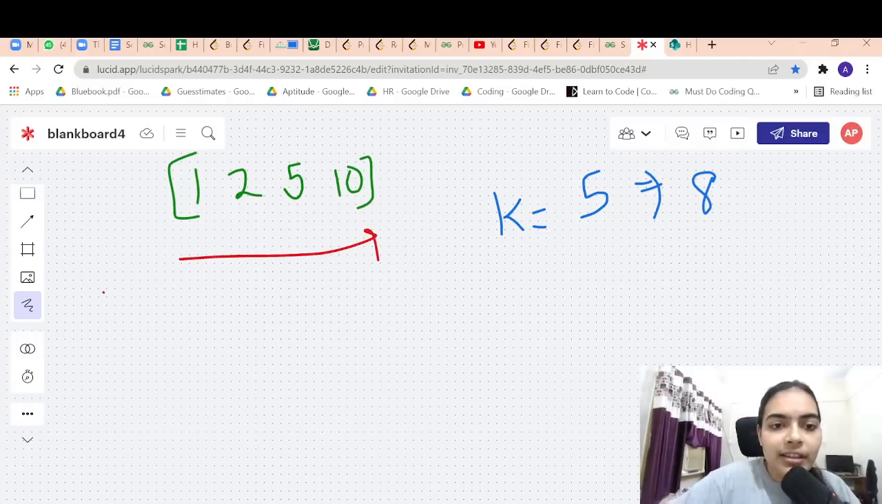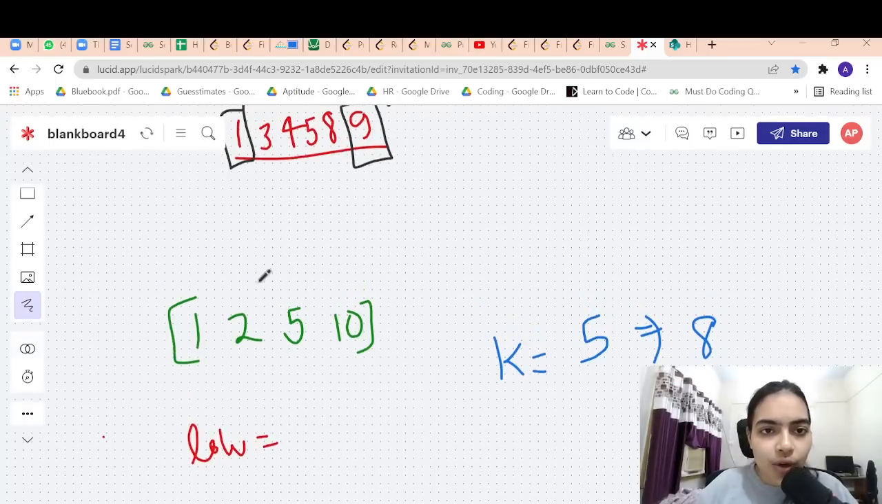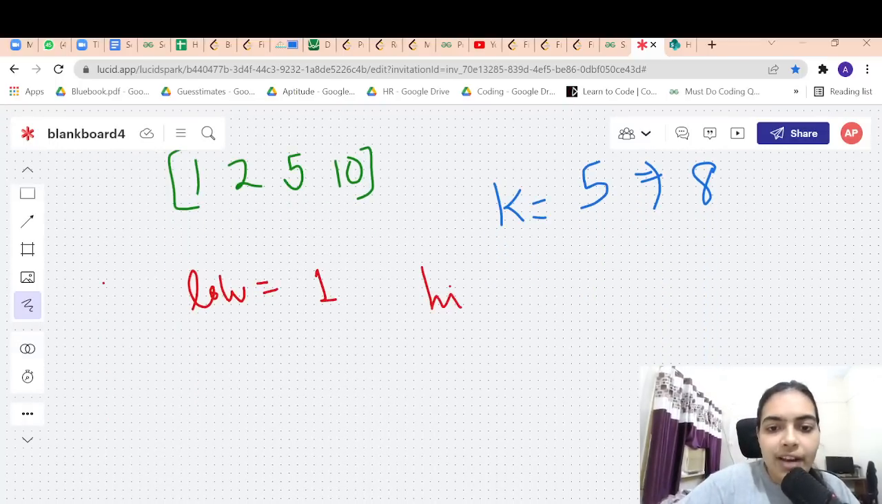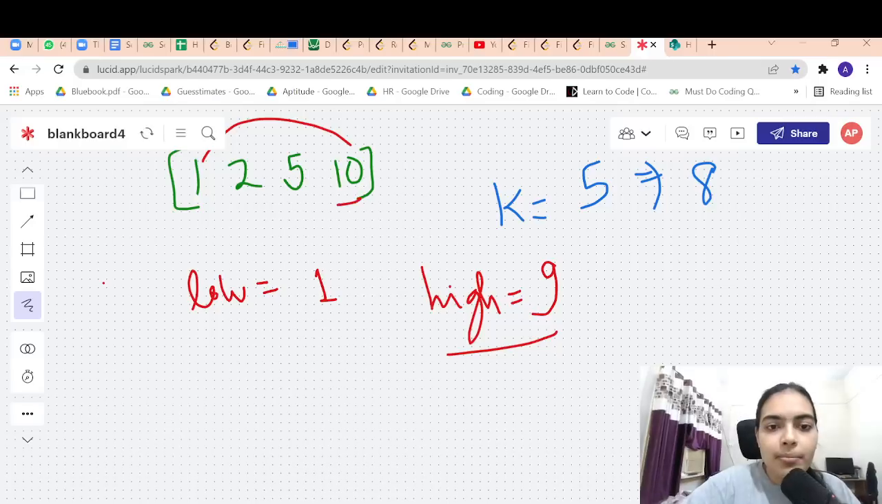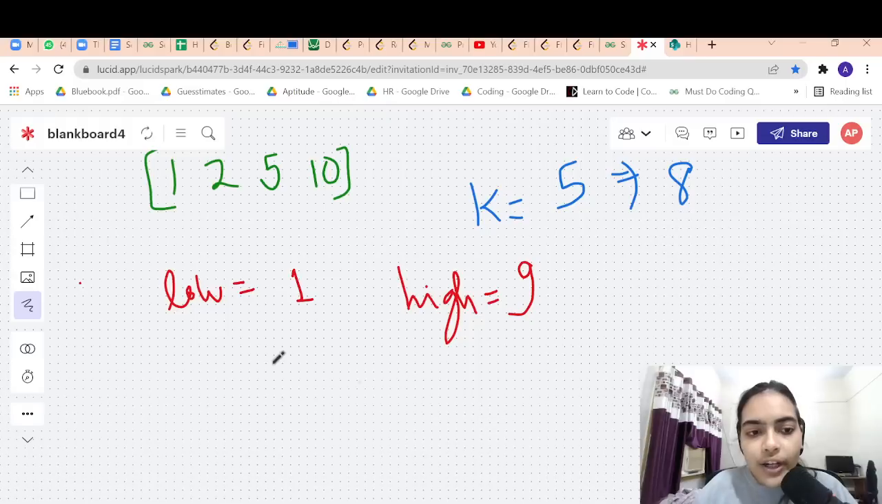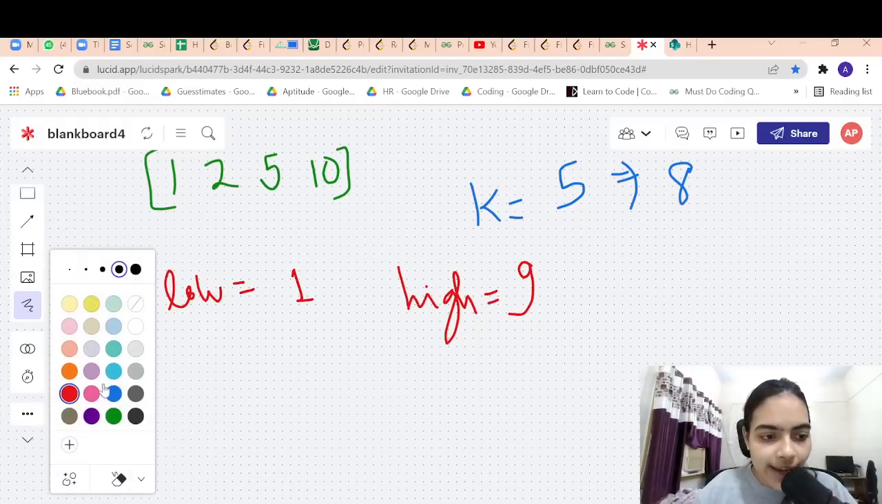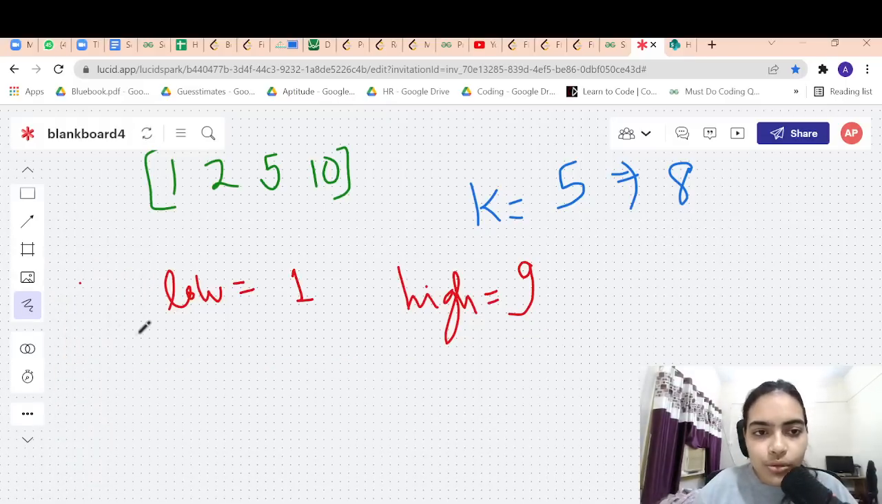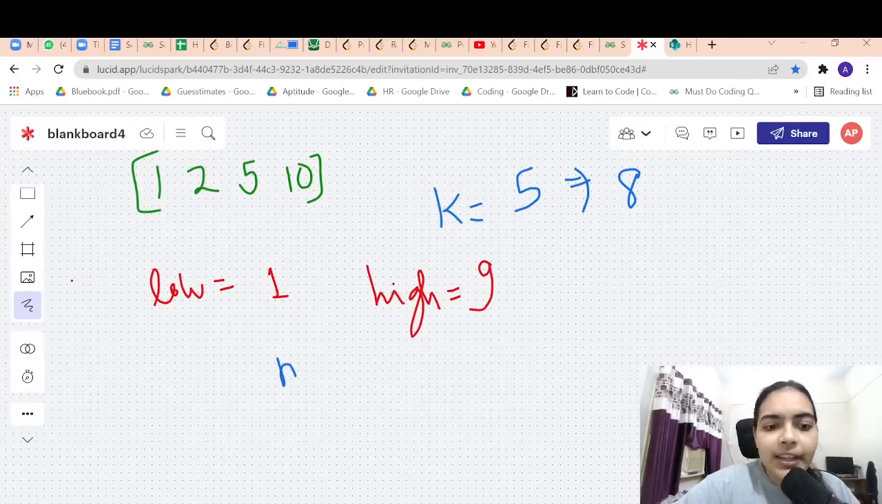But I just know one thing. Simply by iterating the array once, I know that the lowest possible value I will have is 1 and the highest possible value I will have is 9. We just saw how to find that: the highest you can take as the maximum minus minimum, and the lowest you can find by checking adjacent numbers, whichever gives you the lowest. Now I know my pairs are between low and high. Now let me try to do one thing. Let me take the mid value.